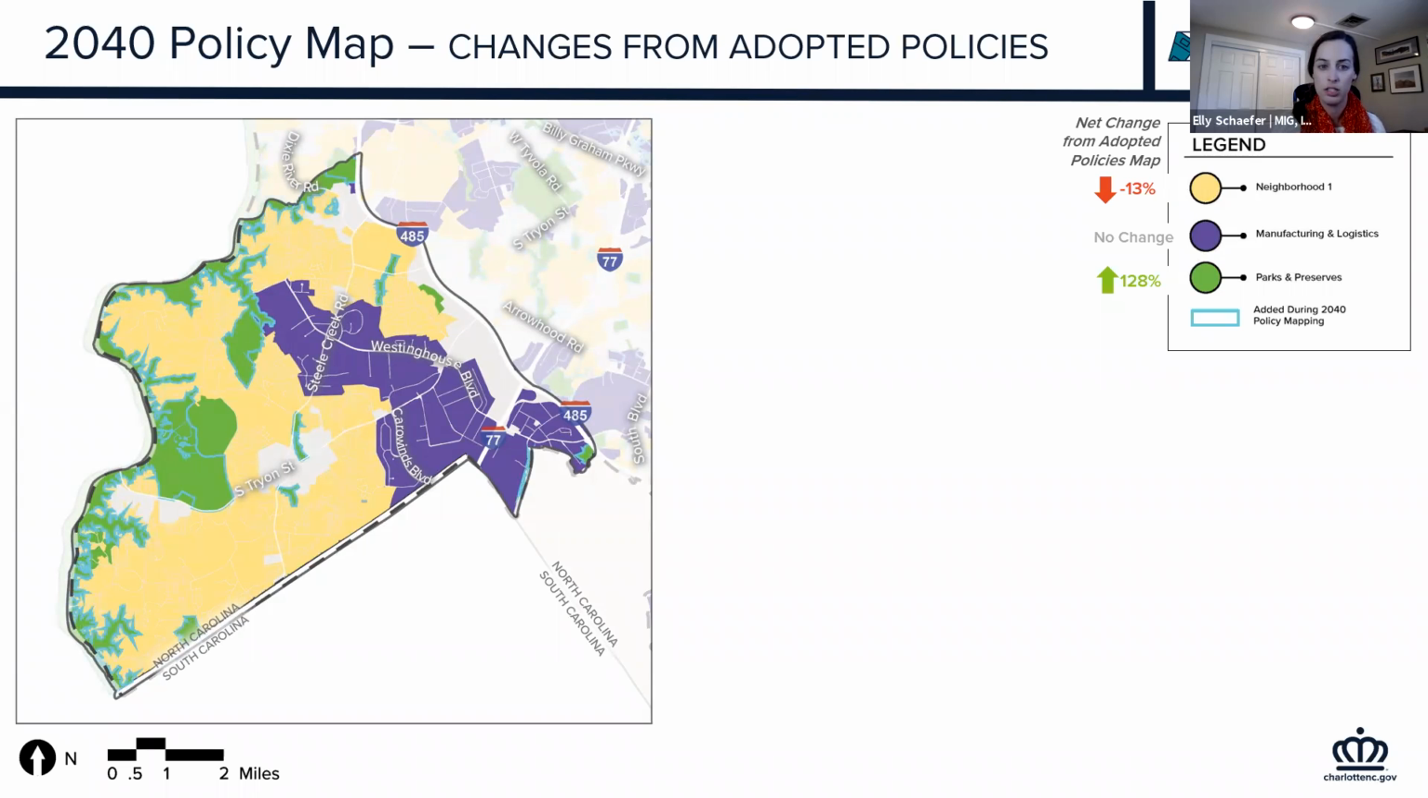So in some areas, as you saw, these place types were already preserved based on the adopted policies map, but the areas highlighted in blue are additional areas where these place types were preserved as part of this 2040 policy mapping step. So again, you can see the % change in these place types assignments on the right side of the slide. This is the change from that previous adopted policies map to the 2040 map. So you can see manufacturing logistics stayed pretty similar, but we were able to preserve a lot more parks and preserves on the 2040 map as part of these preservation policies.